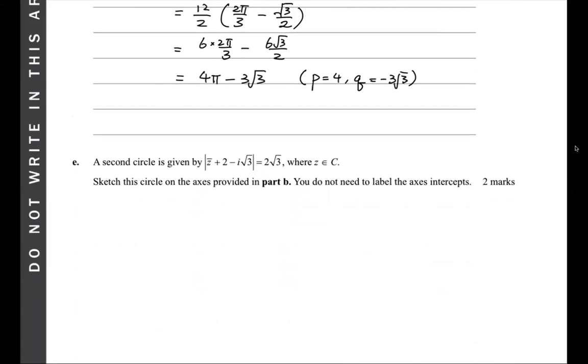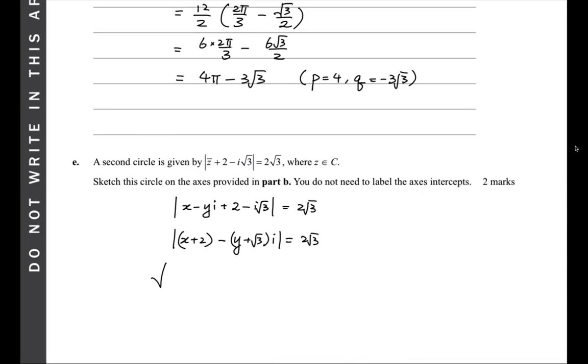Okay. Now, a second circle is given by absolute z bar plus 2 minus i root 3 equals to 2 root 3. Sketch this circle on the axis provided in part B. You do not need to label the axis intercepts. So what's happening here is you actually subbing in x minus yi plus 2 minus i root 3. Absolute value equals to 2 root 3. You can actually collect the terms like x plus 2 in the bracket minus y plus root 3 bracket i equals to 2 root 3.